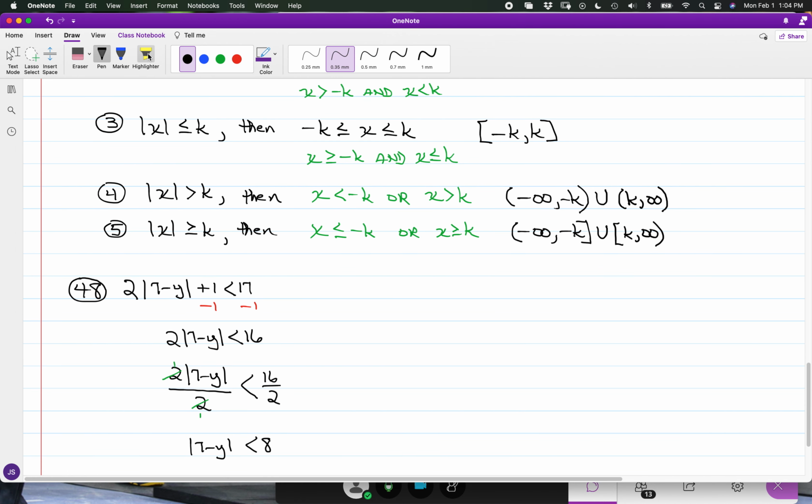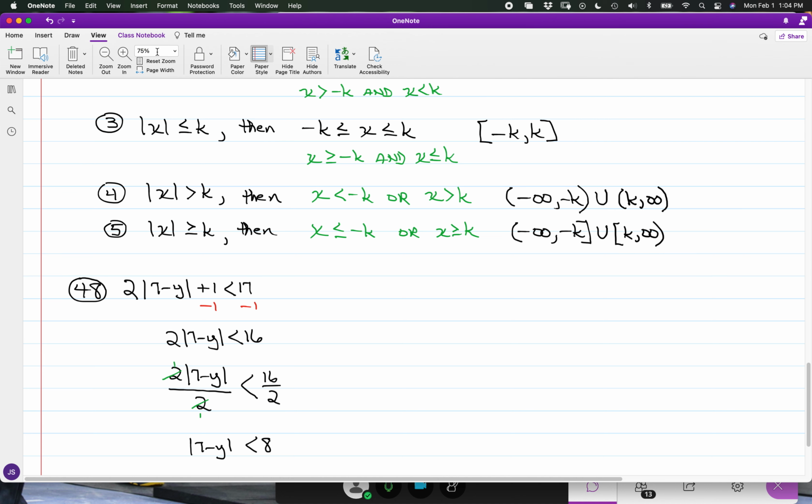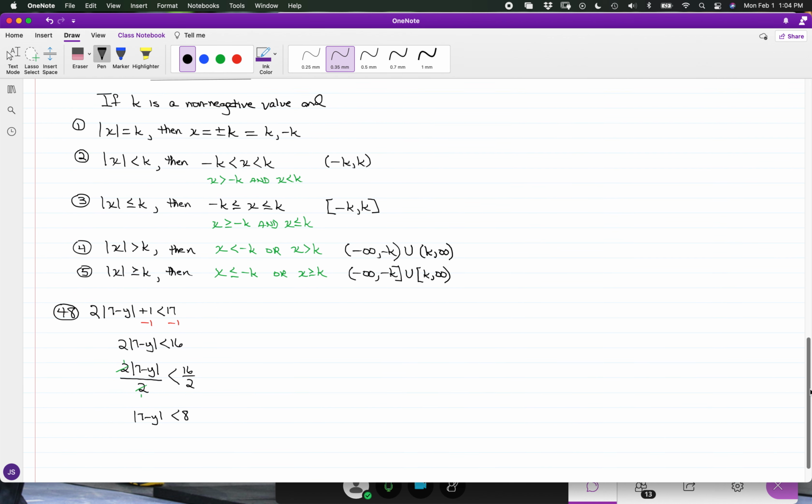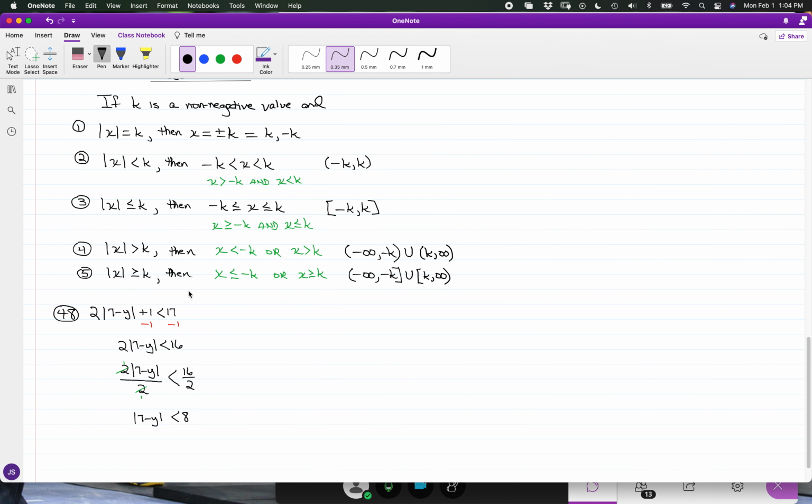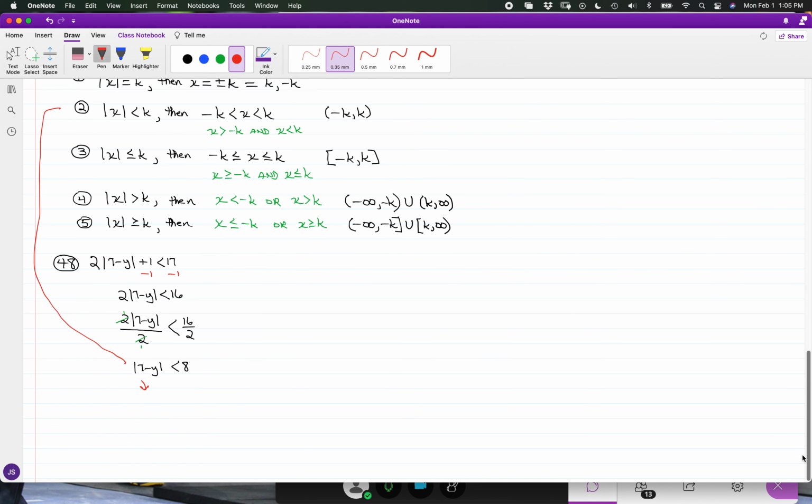This is going to run along the lines of the absolute value of x is less than k. Absolute value term less than k, where k is 8. And in terms of the follow through, once I take 7 minus y and remove the absolute value bars, I'm going to have, again, with x represented by 7 minus y, 7 minus y situated between negative and positive k, in this case negative and positive 8.